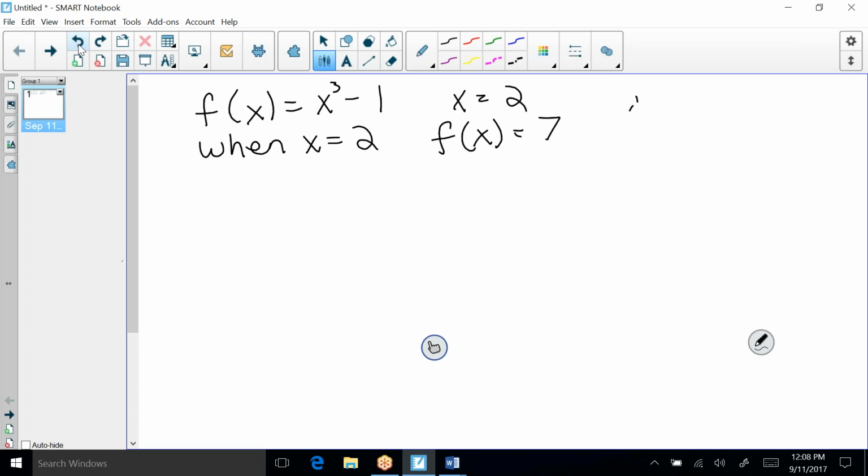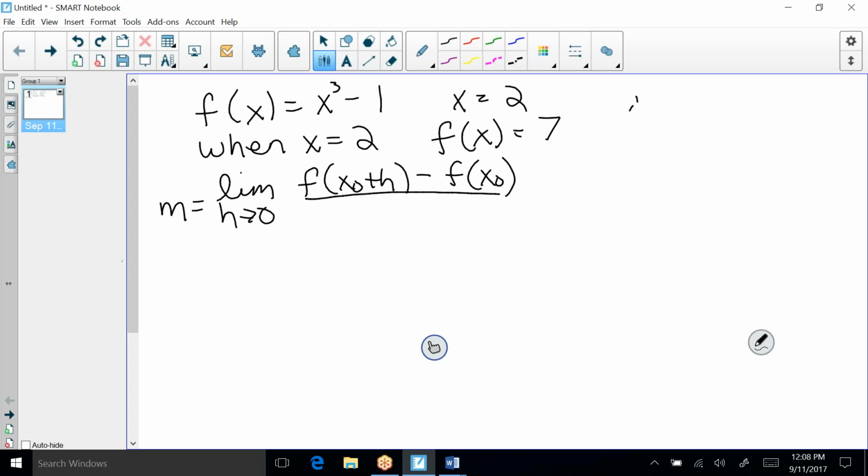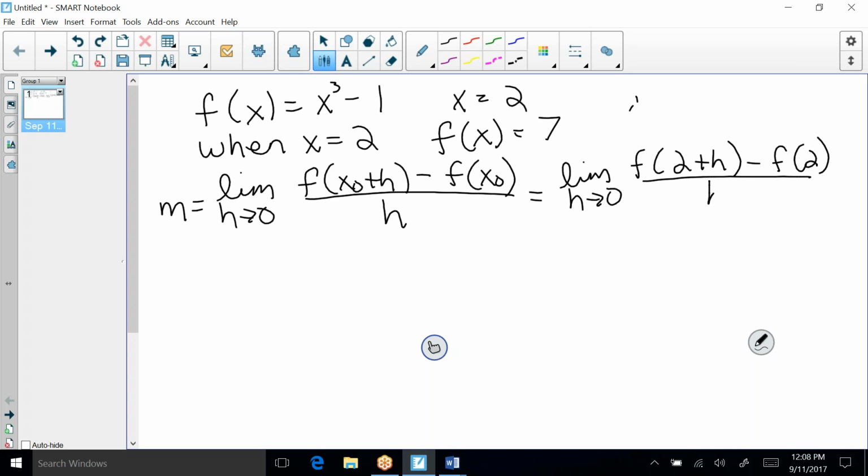so that's going to be equal to 7. From our definition, our slope m is the limit as h approaches 0 of f of x sub 0 plus h minus f of x sub 0, divided by h. Since our x sub 0 is 2, I can plug 2 in here for x sub 0, and we have the limit as h goes to 0 of f of 2 plus h minus f of 2, divided by h.